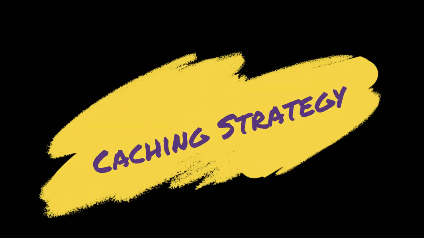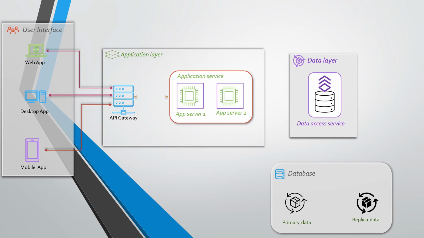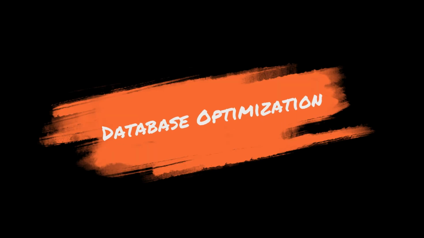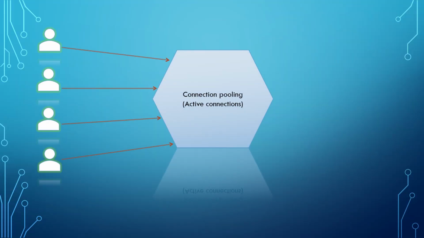Caching strategy. Implement Redis or Memcached for session storage and caching. Use a CDN for static assets. Add response caching for frequently accessed data. Implement cache invalidation strategies. Database optimization. Database replication, read replicas.